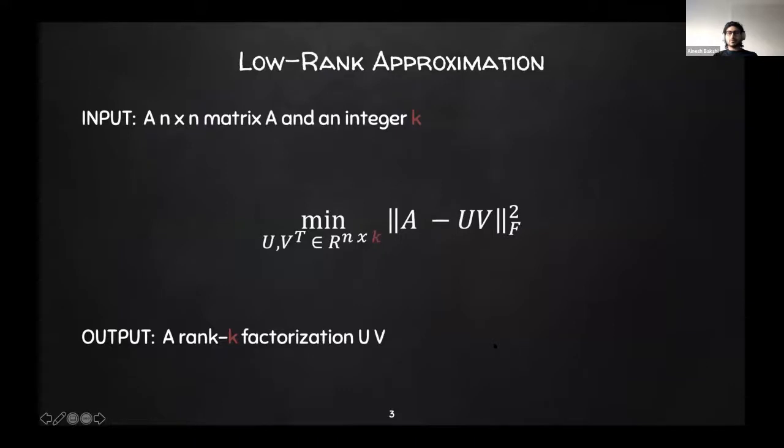A bit more formally, we want the product of U times V to be close to A in squared Frobenius norm, where recall the squared Frobenius norm is just the sum of the squares of the entries of the matrix. And since we constrain the inner dimension of U and V to be k, the resulting product has rank at most k.